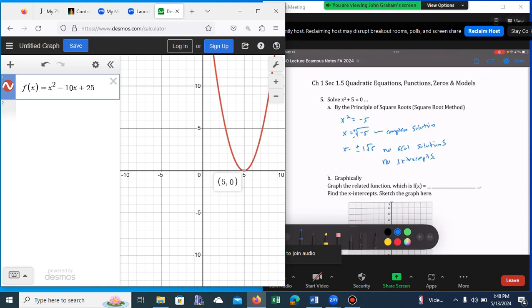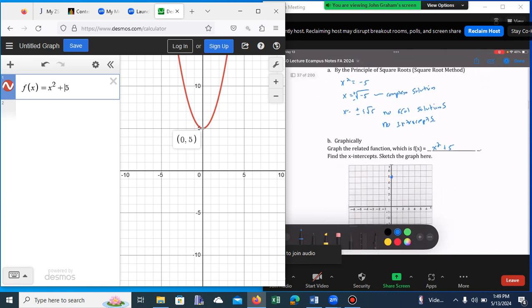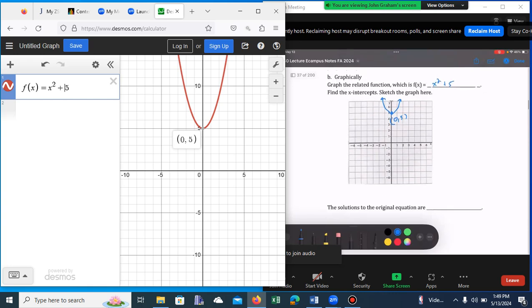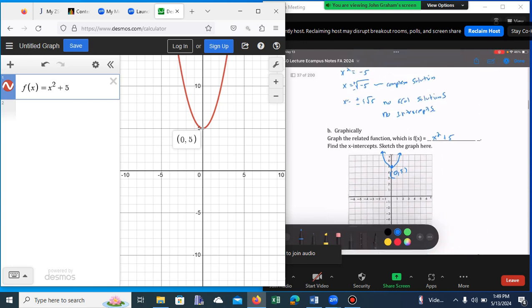So if we graph f of x equals x² plus 5, we see it never touches the x-axis. The lowest it goes is 0, 5. It never touches the x-axis, so you have no intercepts. So the solutions to the original equation are not real solutions. There are still solutions that we have to keep track of.